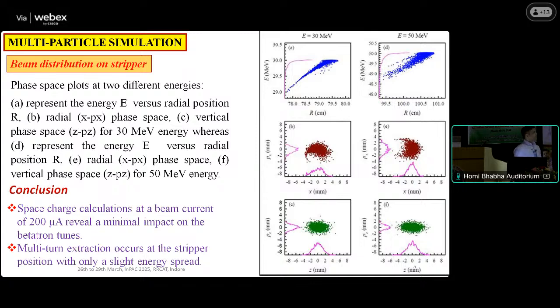So the final conclusion is that space charge calculations at a beam current of 200 microampere reveal a minimal impact on betatron tunes. Multi-turn extraction occurs at the stripper position with only a slight energy spread.